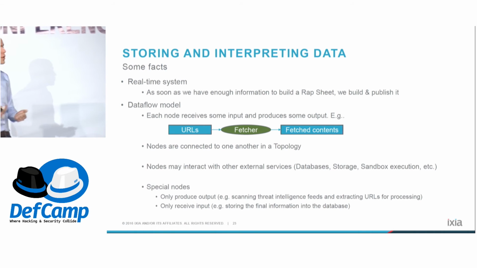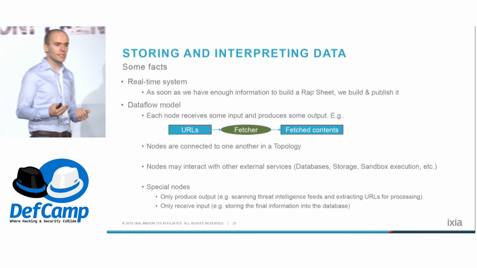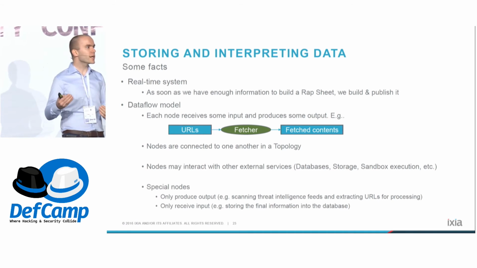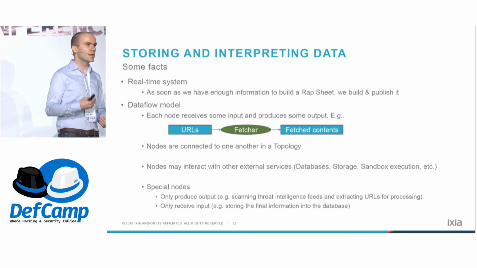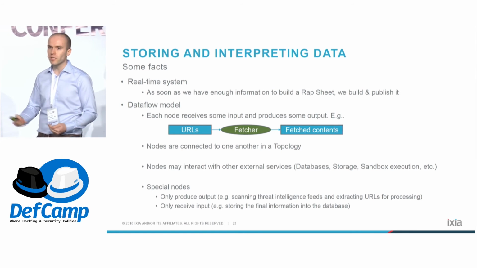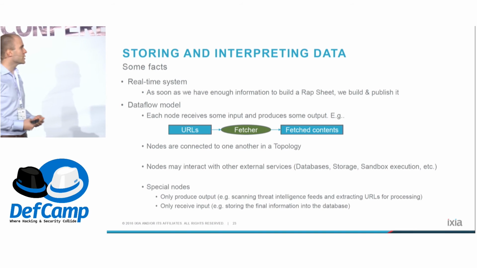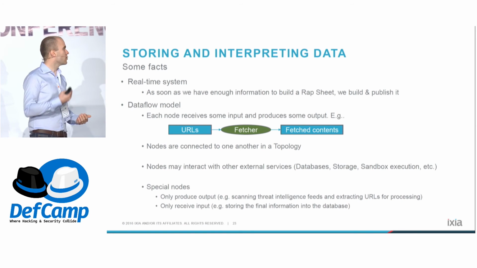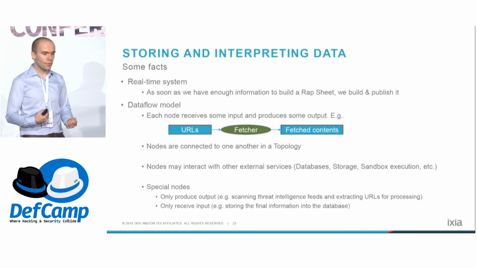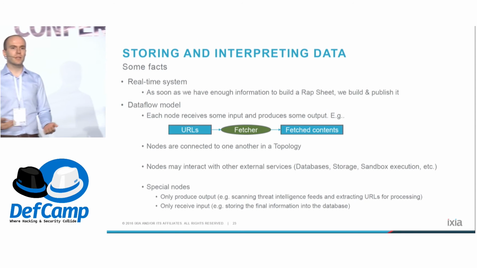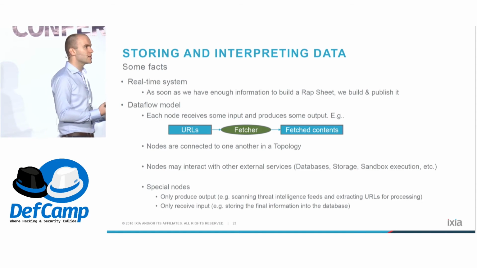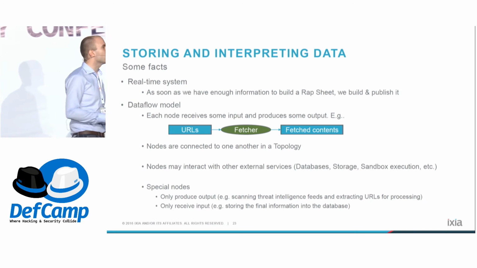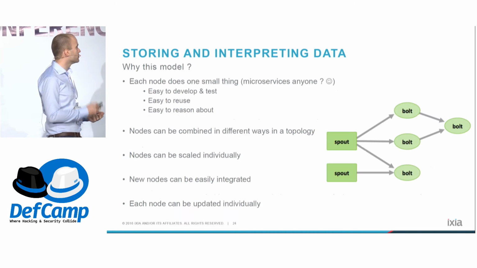Okay. One more thing to note, you can also have special nodes in the system. These are nodes that basically produce only output. One such node in our system is called the collector, which periodically scans threat intelligence feeds for URLs and binaries and pushes them through the system for scanning. Another type of special node is one that only receives input. So you can think of this as the end node that once it has all of the information, it aggregates it in the DB and populates all of our nice little entities like IPs, SHAs, URLs, or domains.